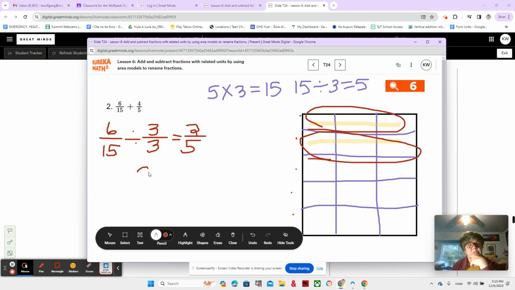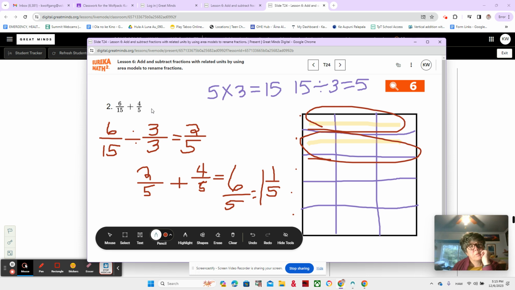So 2/5 plus 4/5 is equal to 6/5. Oops, sorry, 6/5. And yes, 5/5 is 1, and that makes 1 and 1/5, because we always want to go to a mixed number when we have an improper fraction.